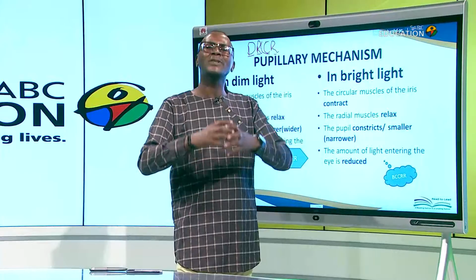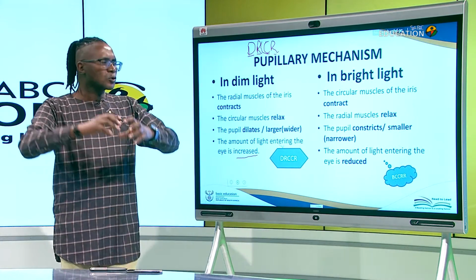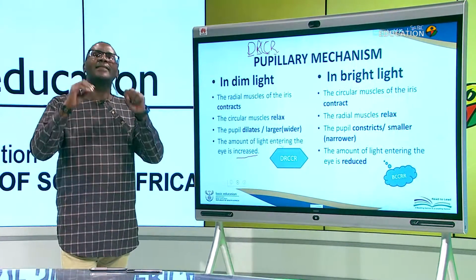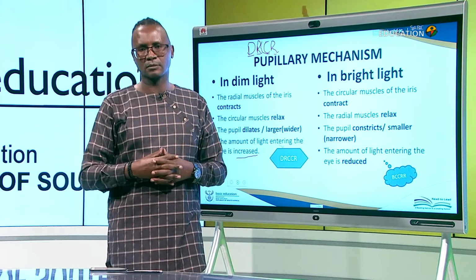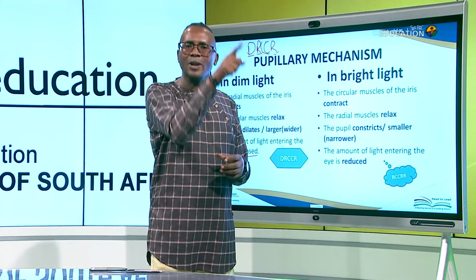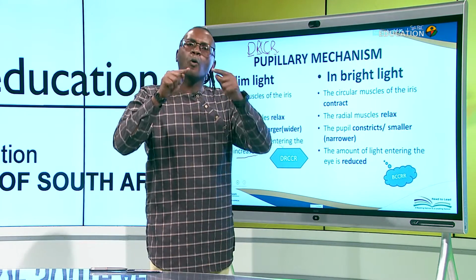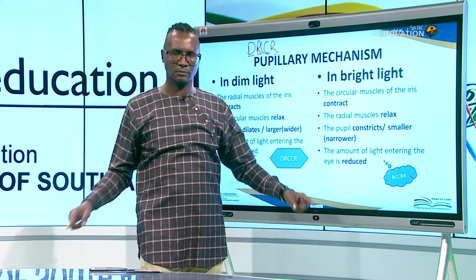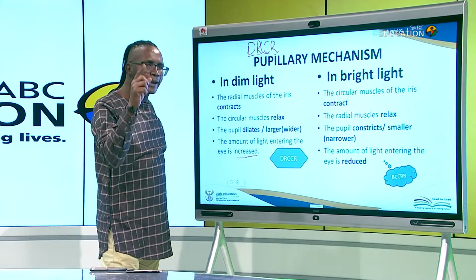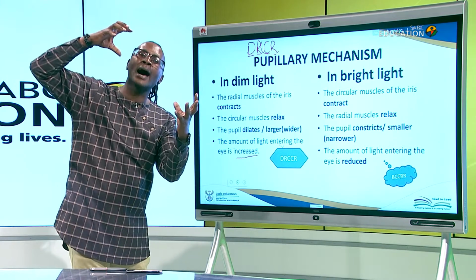And for the pupil to dilate, we need the scapular muscles to relax. The scapular muscles must relax while the radial muscles must contract. And there, the pupil becomes wider.